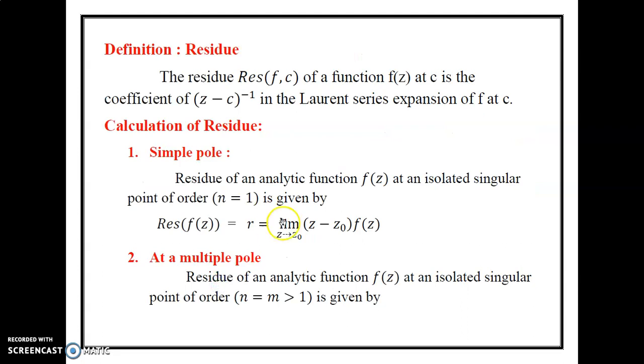Next, the definition of residue. The residue of a function f of z at c is the coefficient of (z minus c) to the power minus 1 in the Laurent series expansion of f at c.